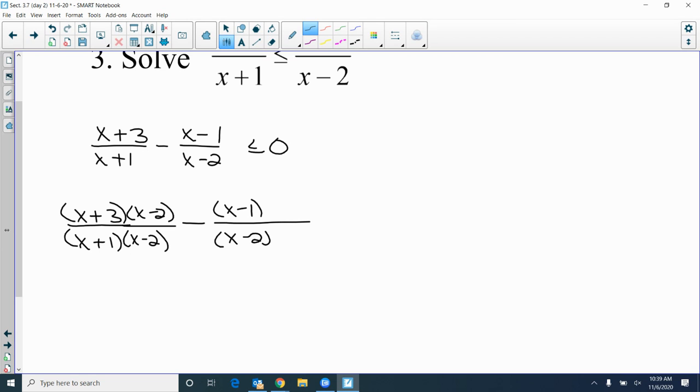So how about that one? What do I have to multiply that one by? X plus 1. Good, x plus 1 times x plus 1. Cool, does that make sense? Yes? Okay, less than or equal to 0.